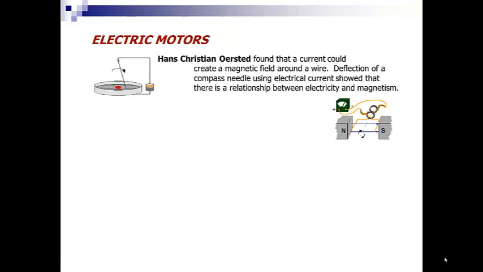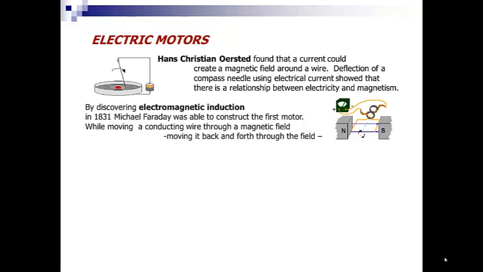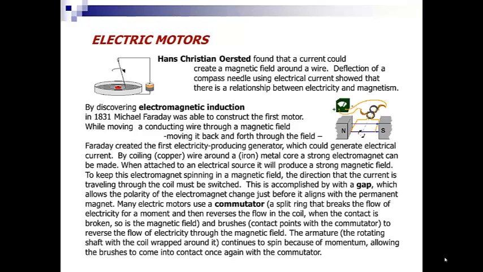Hans Christian Ørsted found that a current could create a magnetic field around a wire. Deflection of a compass needle using electrical current showed that there was a relationship between electricity and magnetism. By discovering electromagnetic induction in 1831, Michael Faraday was able to construct the first motor. While moving a conducting wire back and forth through a magnetic field, Faraday created the first electricity-producing generator, which could generate electrical current.